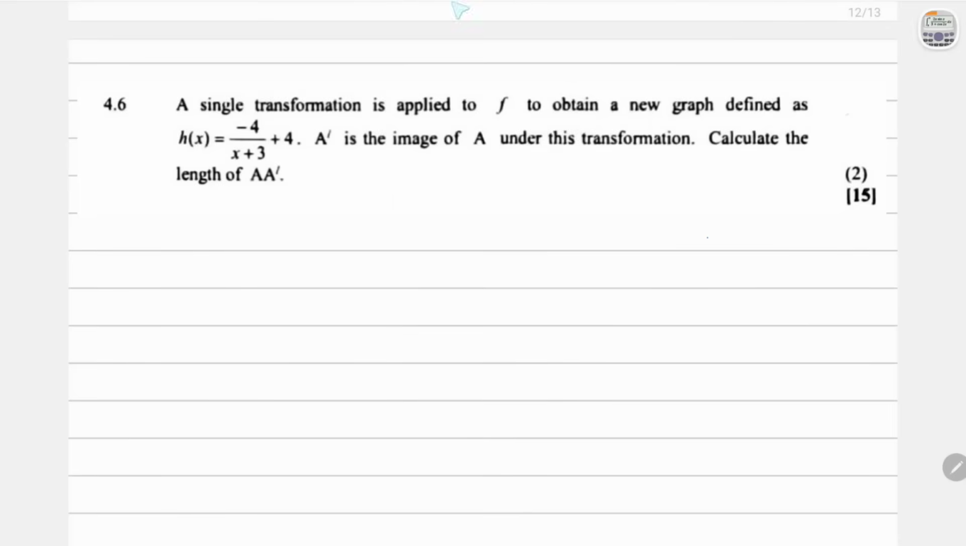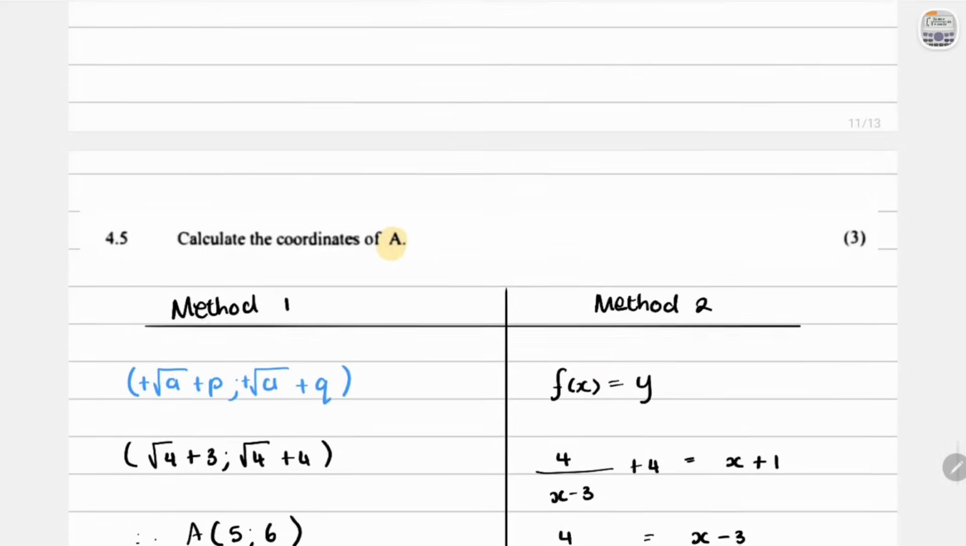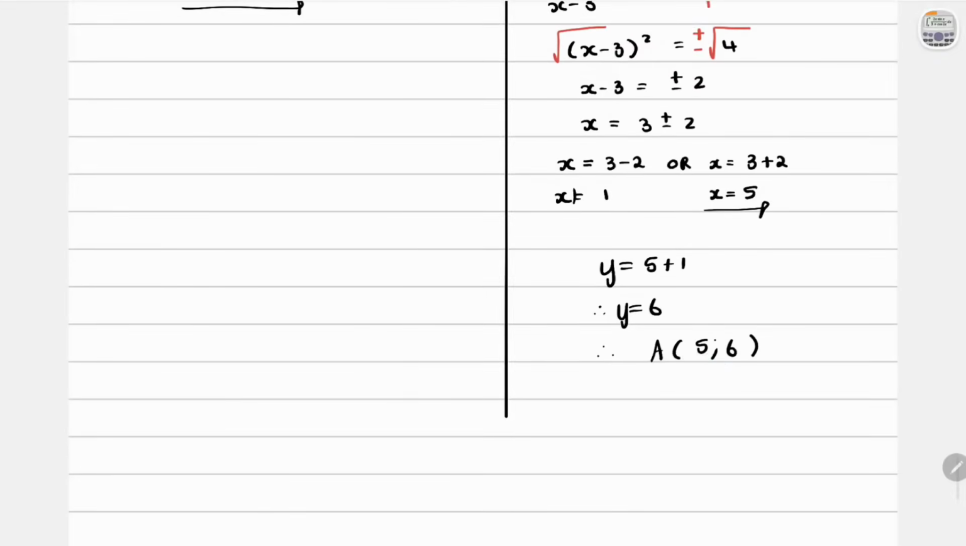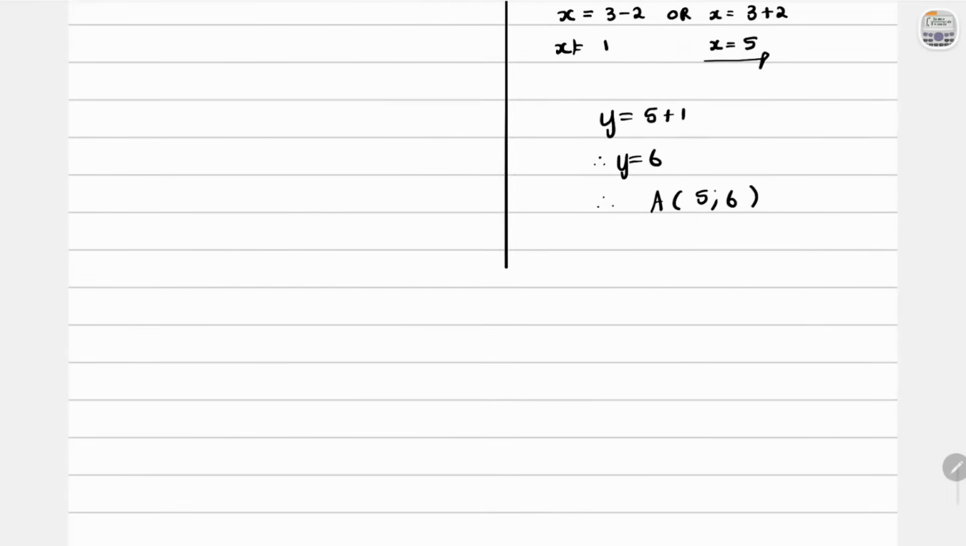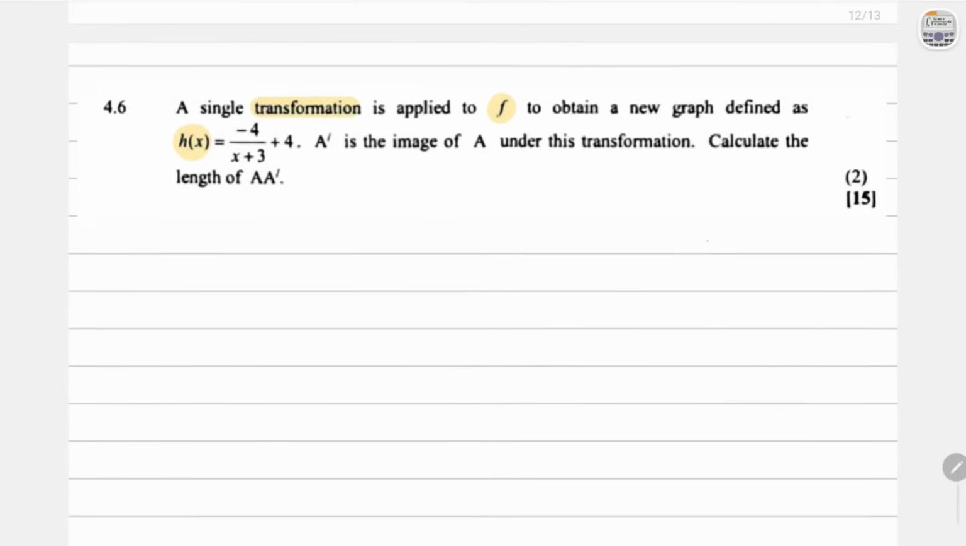Okay, so a few things that we have to do here. First, we need to understand the transformation that happened here from f to h. What did they do to f to obtain h? And then after that, find out exactly what A prime is. We know what A is, okay? A lies on f. It is this point, 5 and 6. So based on the transformation applied, we would know how to change this point, or how to make the transformation affect that point.